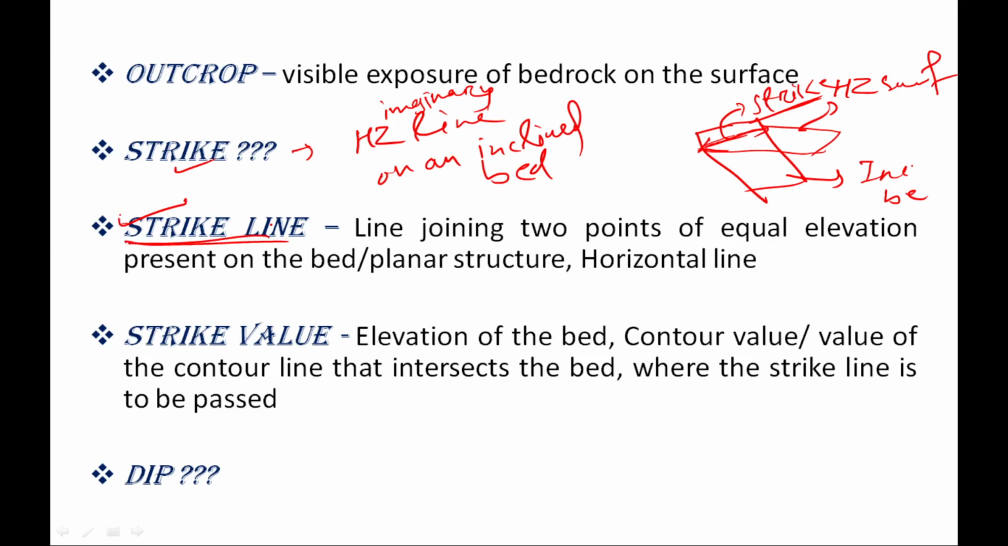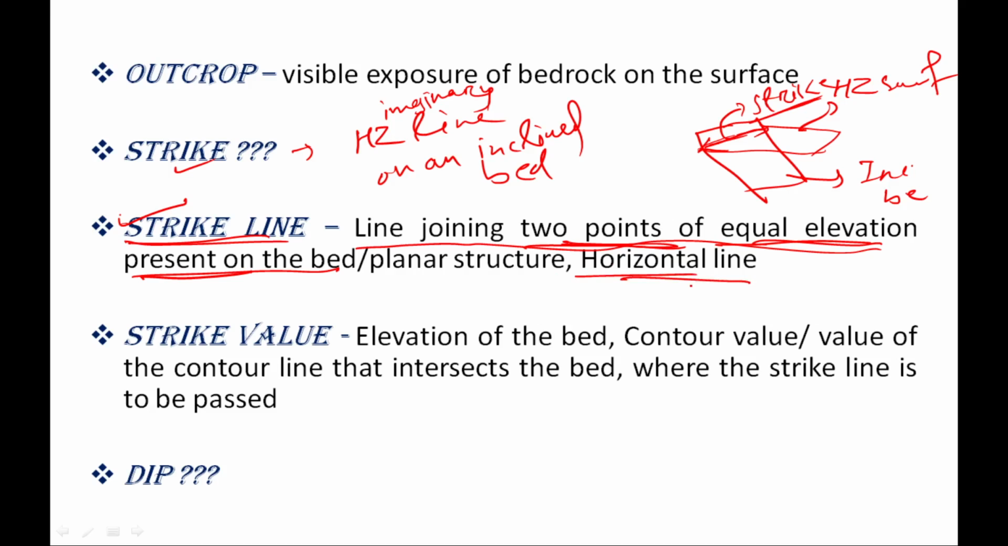So how will we get the strike line? The line joining two points of equal elevation present on the bed. Okay, see what is written here. The line joining two points of equal elevation present on the bed. When any line joins two points which are of equal elevation, that line will be horizontal, right?